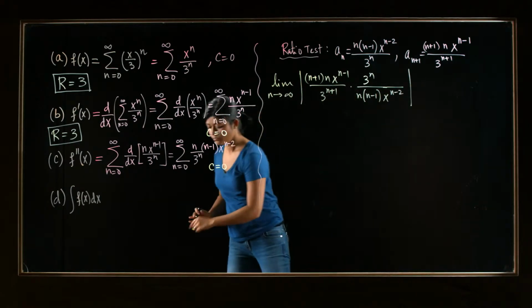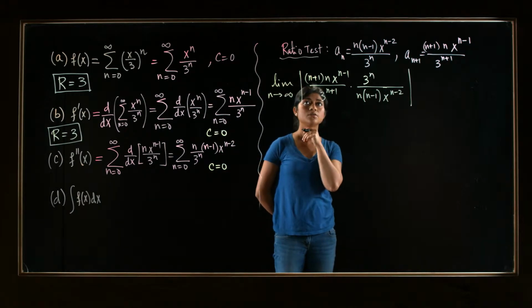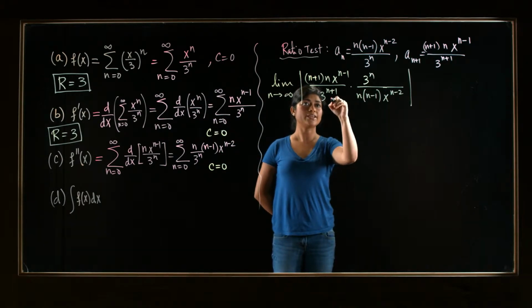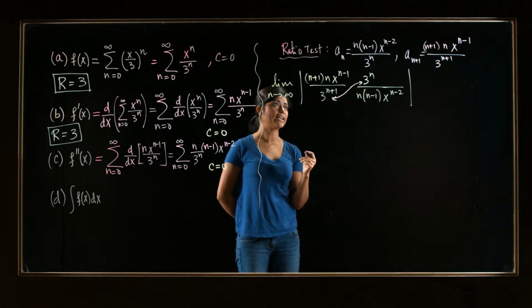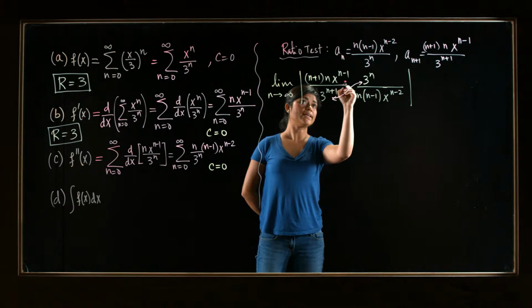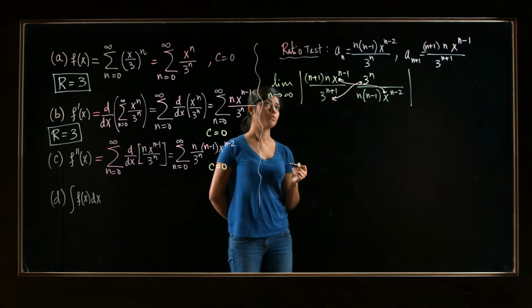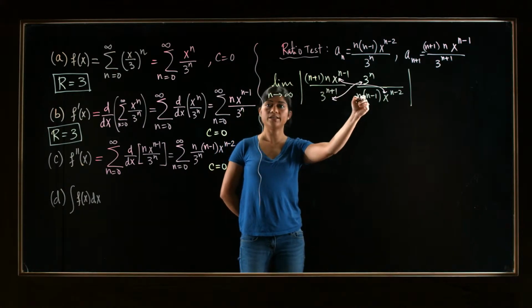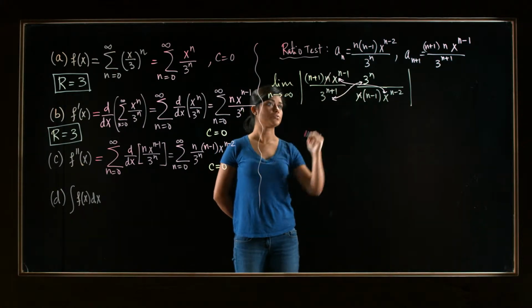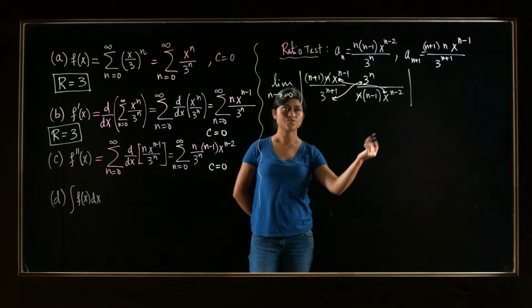Okay. Let's see if something cancels. Well, look, the like terms, the 3's, they will cancel as before, and the x's will also cancel. What else? Oh, look, there is an n in the numerator and an n in the denominator. So they will cancel as well. The n plus 1 and n minus 1 will not cancel.